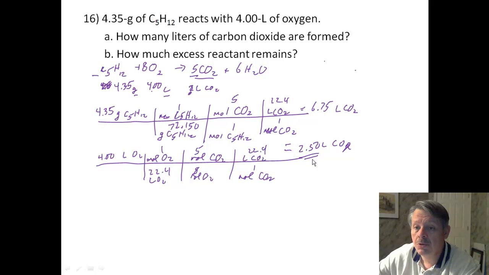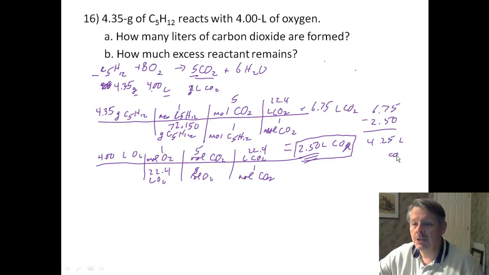which tells me that I can only produce 2.50 liters of CO2, which means I have excess of my C5H12. So how do I figure out how much excess reactant remains? Well, what I can produce is 2.5 liters, so I have to subtract that from 6.75, so minus 2.50, right, and that gives me 4.25 liters of CO2 gas.